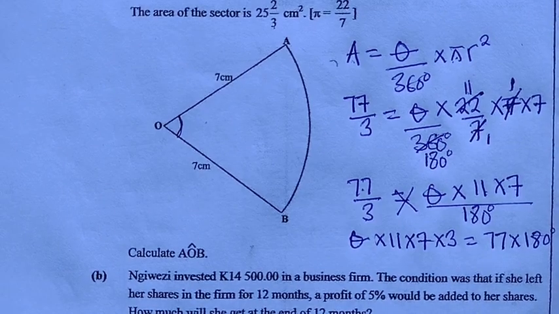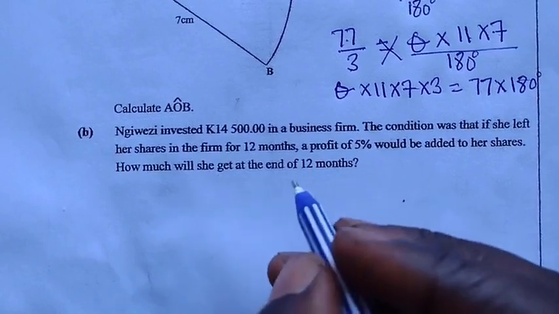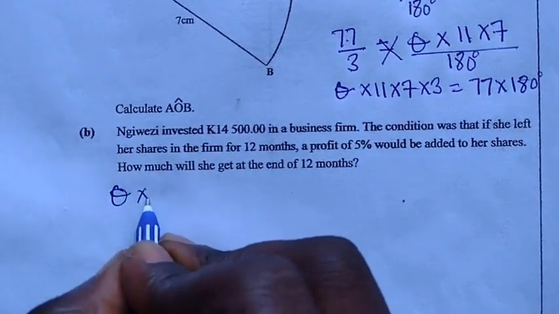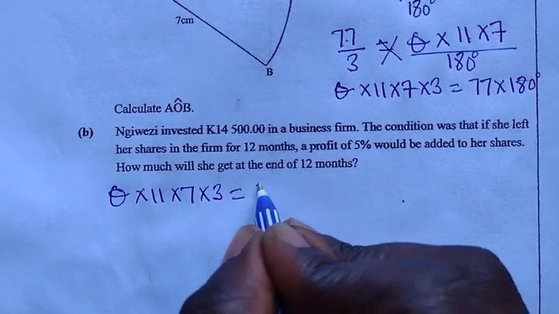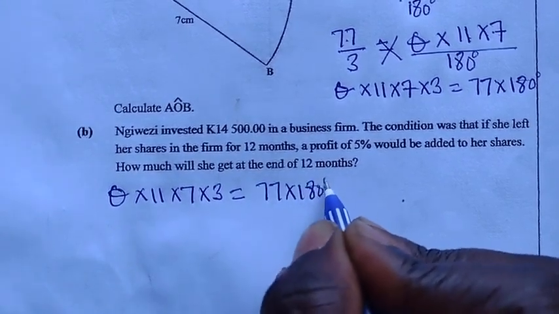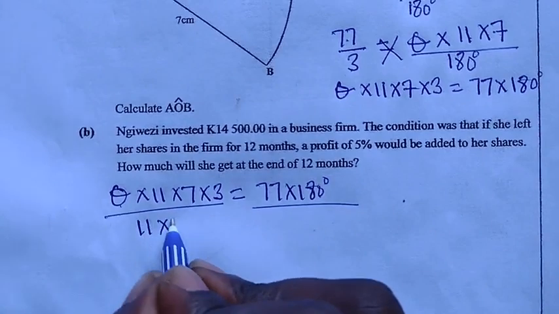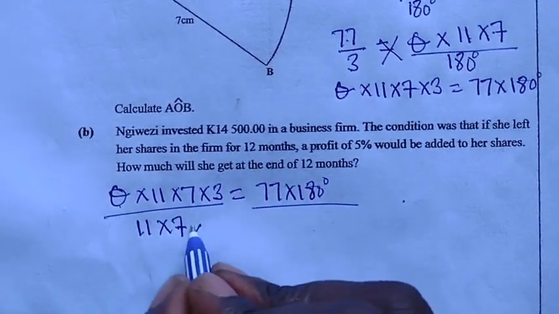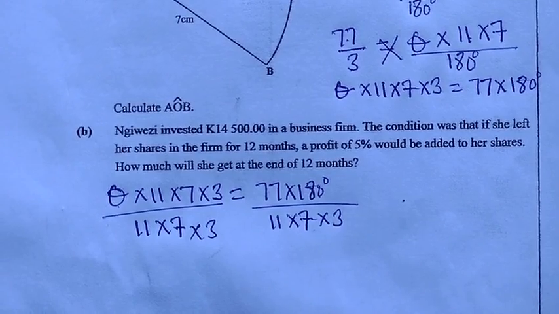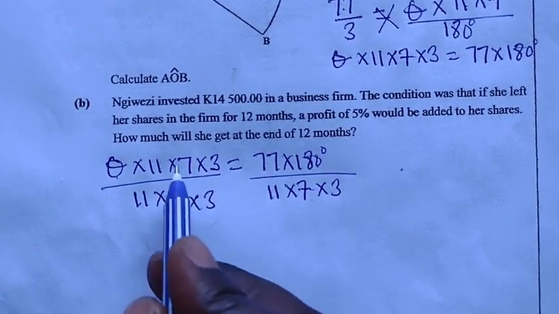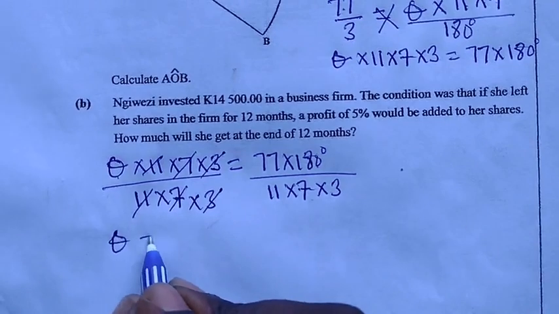So from here, what are we going to do? We have theta times 11 times 7 times 3 equal to 77 times 180 degrees. We need to find the value of theta. So I'll divide both sides by 11 times 7 times 3. What we can do here is cancel this 11, 7, the 3, so that you remain with theta equal to.